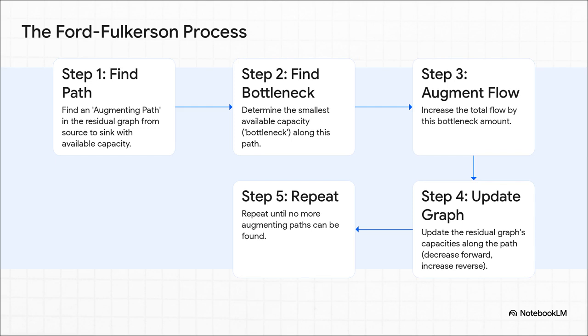So the whole process really just boils down to this simple loop. First, find a path from the source to the sink where every edge still has some gas in the tank. A simple search like BFS is perfect for this. Second, find the bottleneck on that path. That's just the edge with the smallest leftover capacity. Third, add that bottleneck amount to your total flow. And fourth, update your residual graph. You subtract that flow from the forward edges and you add it to the reverse edges. Then you just go right back to step 1 and do it all over again.